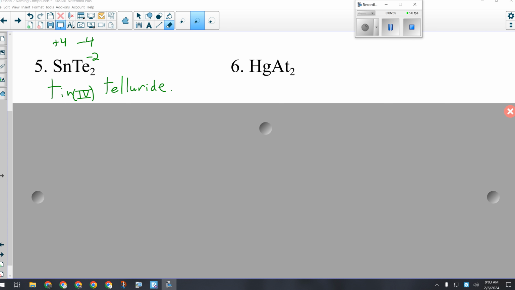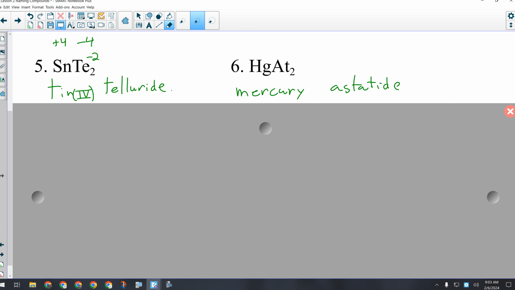Okay, so for number 6, what's Hg? It's mercury, or argentum, okay, in Latin. Okay, so mercury, mercury. Okay, and At is astatine, which we would change to astatide because it has to end in ide, right? And mercury has more than one possible charge. Okay, mercury can be what? A 2 and a 1, all right?